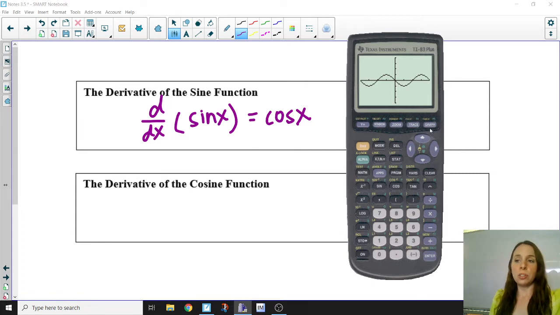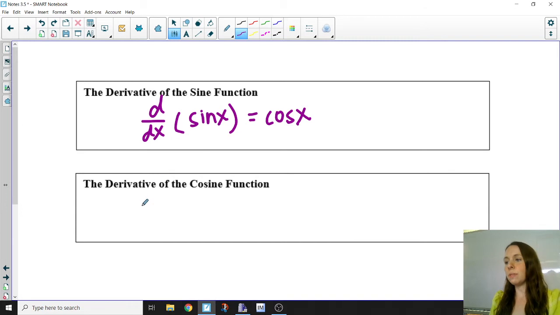But there's one major difference, and it's this. All of the y coordinates are opposite of what they should be. Meaning, this is pi over 2, and sine of pi over 2 is 1, but here it's negative 1. This is negative pi over 2, and sine of negative pi over 2 is negative 1, yet it's up here at 1. So what does that tell us? That tells us that the derivative of cosine is negative sine.